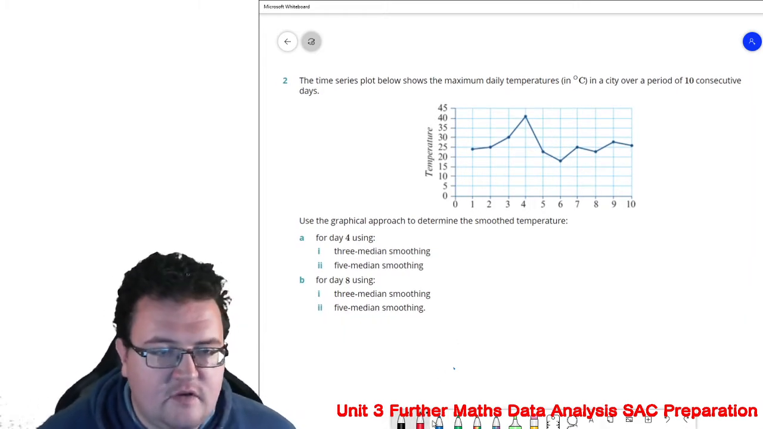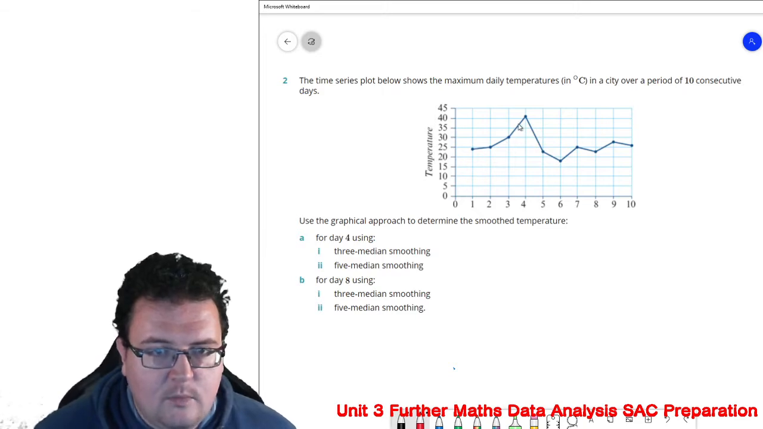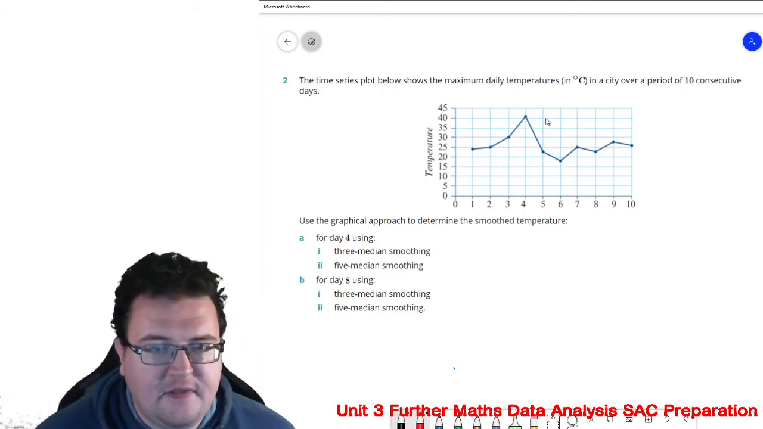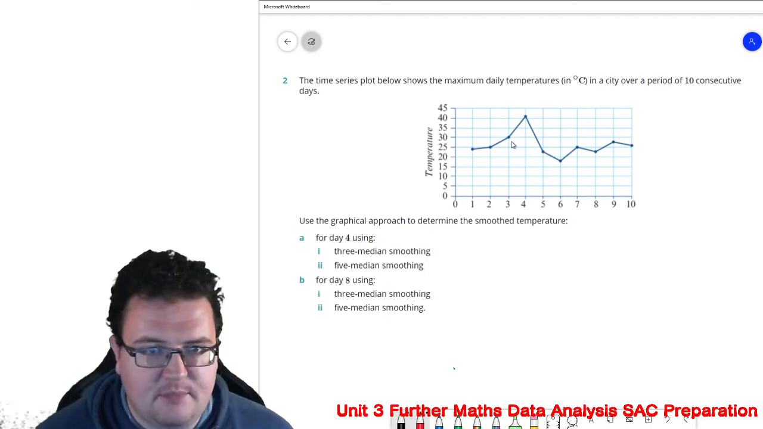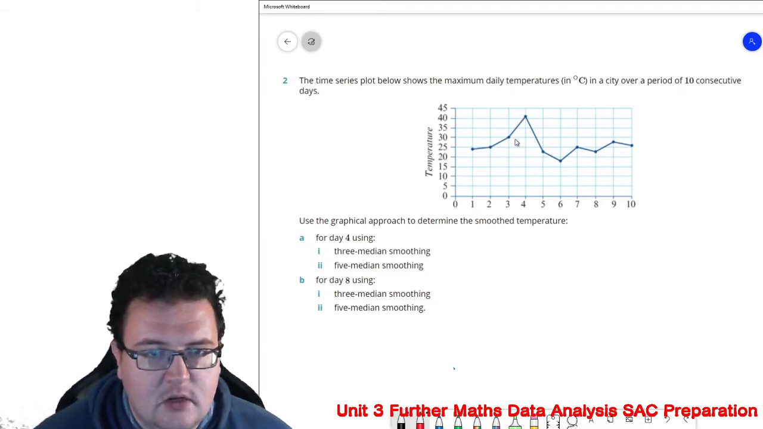So, in red here, what I'm going to do is go to day 4, and we're doing 3 median smoothing. For day 4, we want to include data points on either side of it so that I have 3 data points. So I'm going to take day 3, day 4, and day 5, and what's the median of that? Well, day 4 is at 41, day 3 is at 30, and day 5 is at 23. The median of that is going to be that 30, so that's where that's going to be.